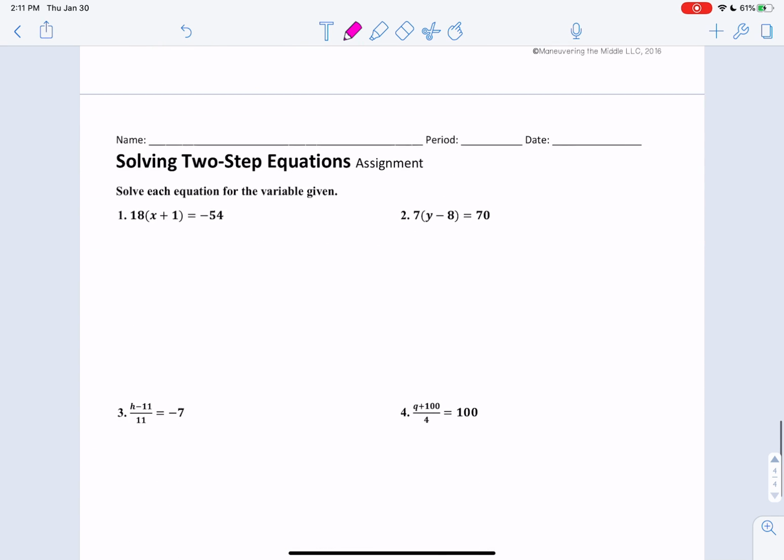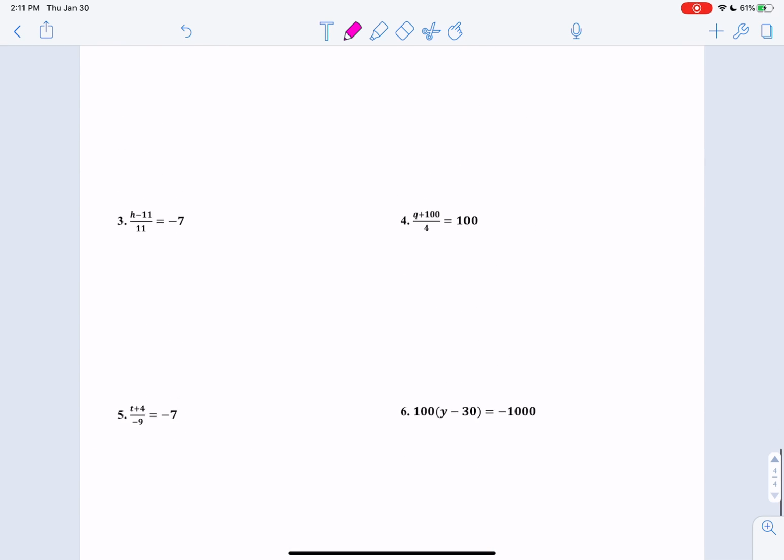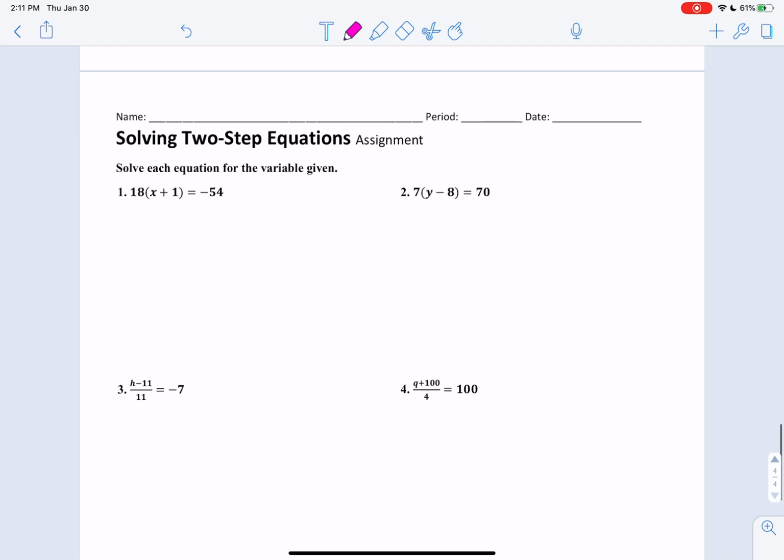Now, the last 6 problems are your homework for tonight. So go ahead and do those. And don't forget, if you have any more questions still or need extra help, feel free to ask me during class or sign up for my office hours.